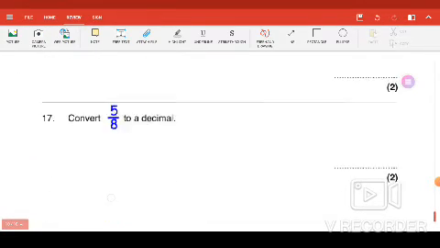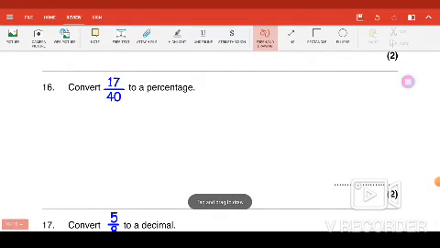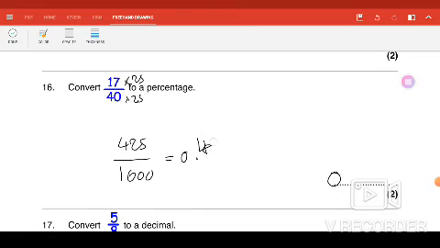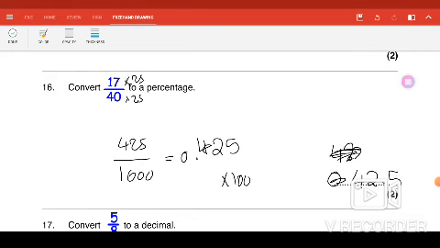How many questions do we have left? All of these? Okay, 17 over 40 as a percent. We can make it 1000 by multiplying by 25 and 25. 17 multiplied by 25. I know 16 multiplied by 25 is 400, and 425 over 1000. This will be 0.425. Then multiply this by 100%. It will be 42.5%.